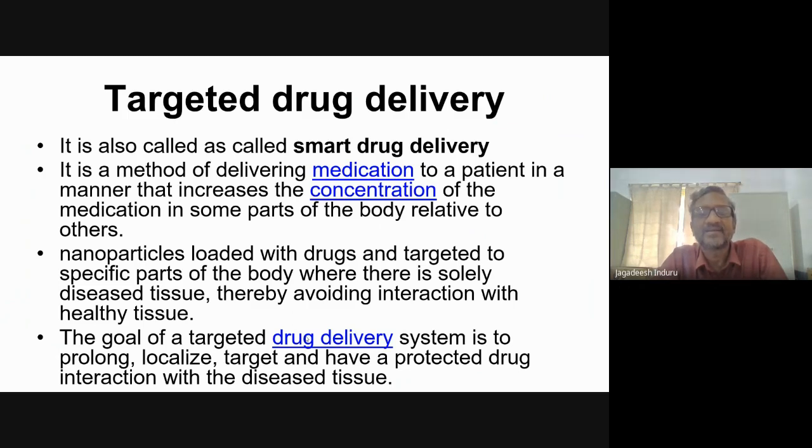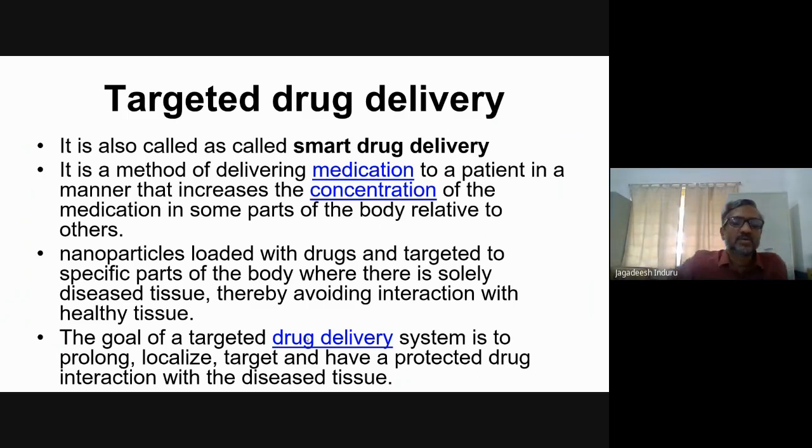Because of that reason, we have fewer side effects, or nil side effects, we can say, because it is concentrating in only some parts of the body, because we are making it smart enough to target some parts of the body. So most of the times we use this delivery system targeting a particular part, we are going to have it at a nano level.